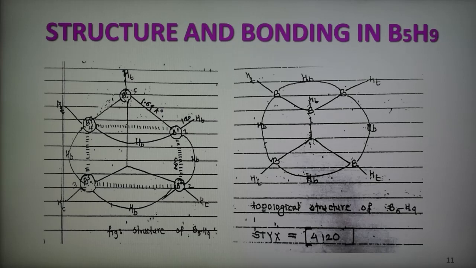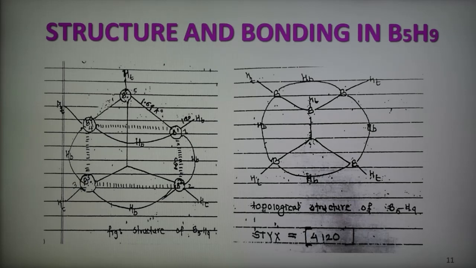The first structure is decided on the basis of X-ray diffraction, which gives bond length and bond angle also, and on the basis of that data we can suggest the structure of B5H9, the first one. The second one is the topological structure of B5H9 according to W. N. Lipscomb. So 4120 is the strike number.